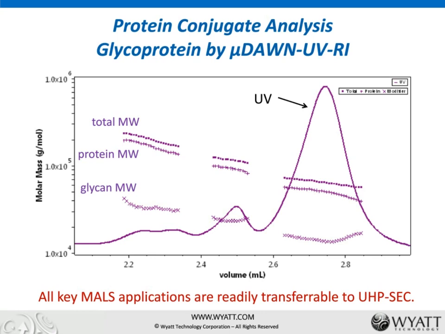We can also tease out the molecular weight from protein and plot it as the middle lines here, and molecular weight from glycans plotted as the bottom lines here. And by looking at those molecular weights, we conclude the main peak eluting at 2.7 milliliter is a monomer, and the peaks before the monomer are a dimer, trimer, or even a hint of tetramer. So now we can actually use UHP-SEC to separate protein conjugates as well.